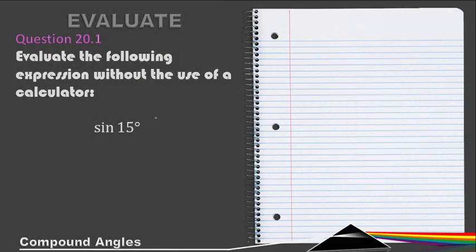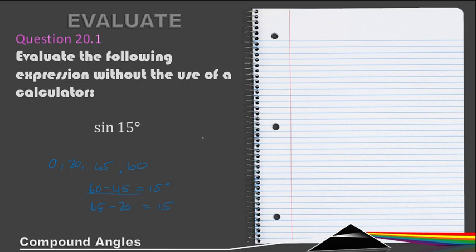Right, question 20.1. So we want to evaluate sine 15. So remember the special angles. They are 0, 30, 45, 60. Now, which ones can give us 15? So I can say 60 minus 45, that's equal to 15. Or I can use 45 minus 30. This will give me 15 as well.